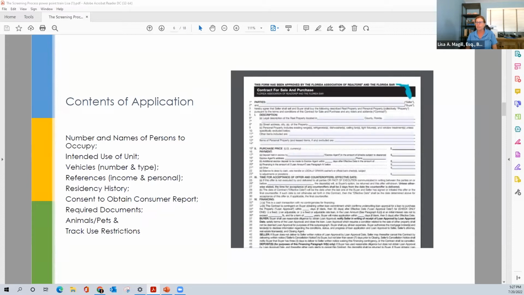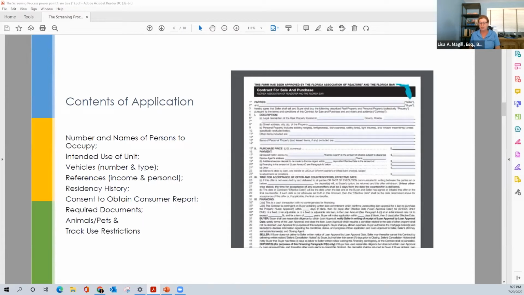on the application. I want to obviously know the number and the names of the persons who are intended to occupy the unit. You want to know about the intended use of the unit. Is it going to be a full-time residence, a part-time residence, a vacation type residence? Are you going to have family members visiting on a regular basis? Obviously, you want to know what vehicles.